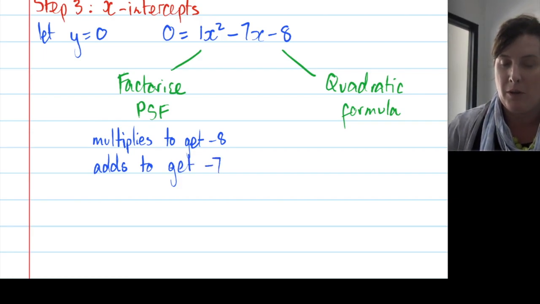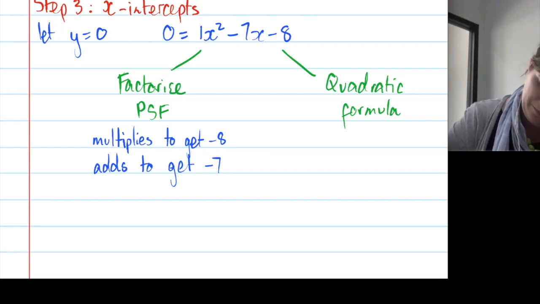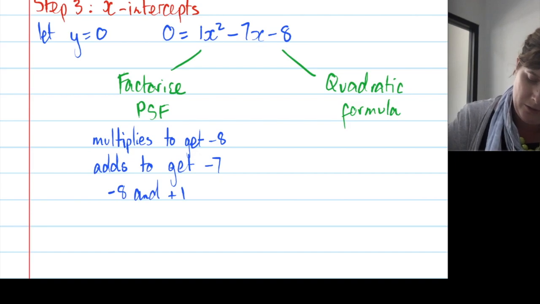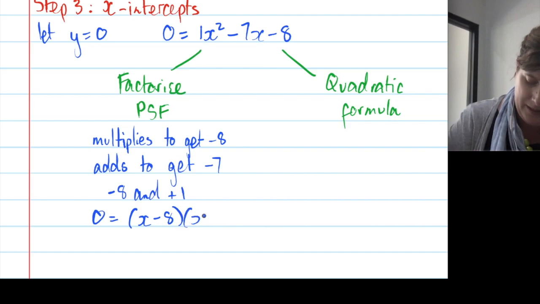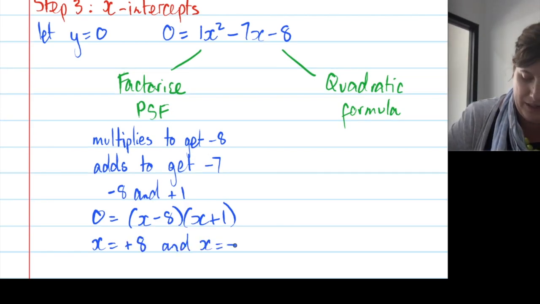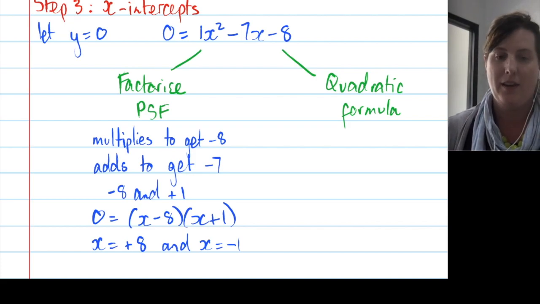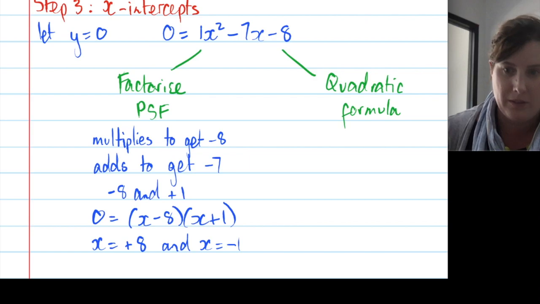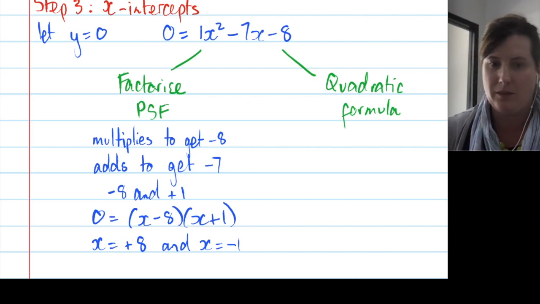And the numbers that multiply to give negative 8, we've got negative 1, positive 8, negative 8 and positive 1, negative 4, positive 2, positive 4, negative 2, negative 8 and positive 1 do that. So I know 0 equals x take 8, x plus 1, which means x equals positive 8 and x equals negative 1. We've been through why they change signs, because x take 8 equals 0, so x equals positive 8, x plus 1 equals 0, so x equals negative 1.